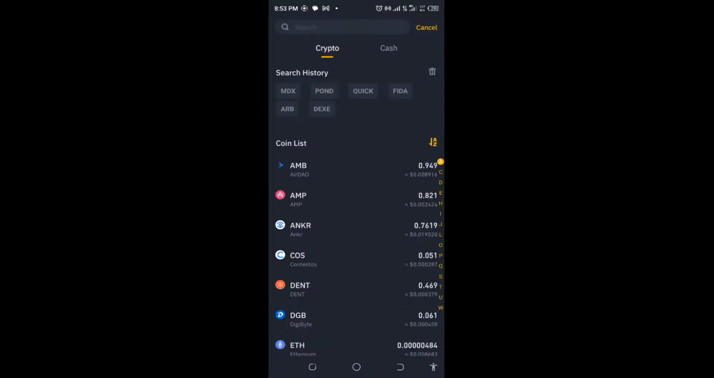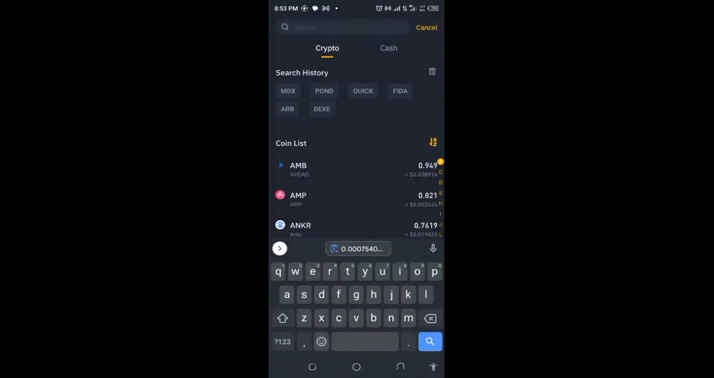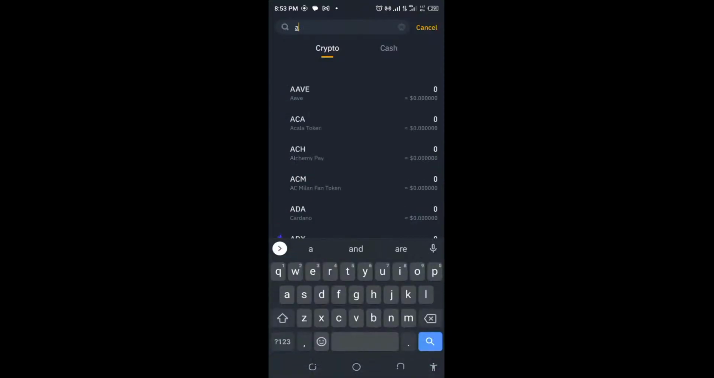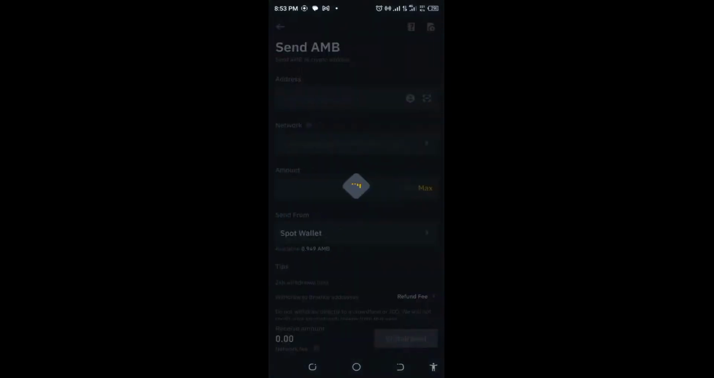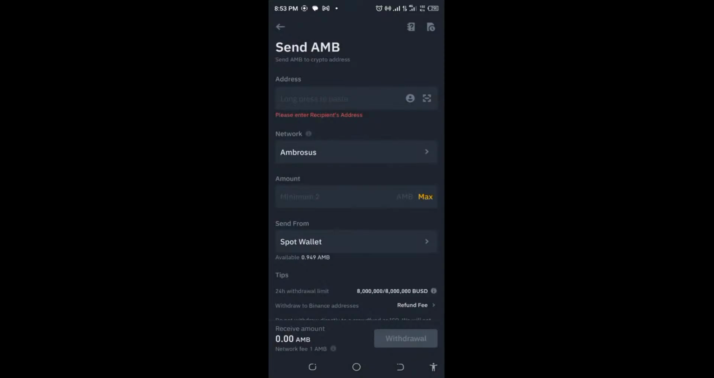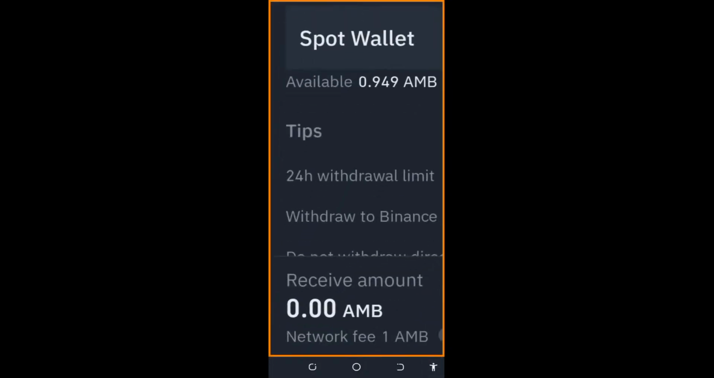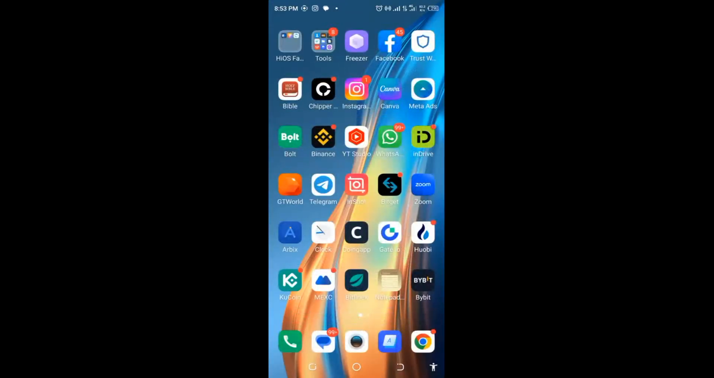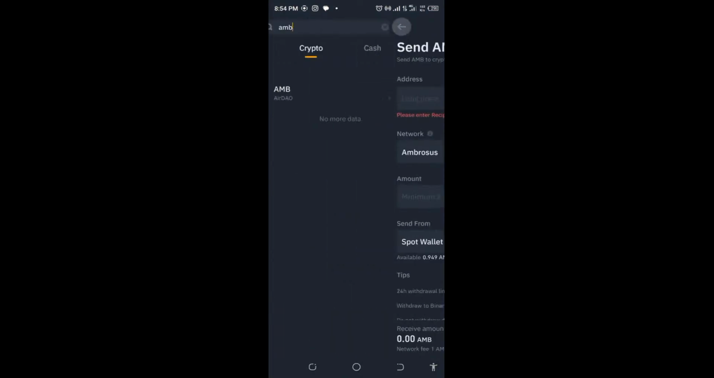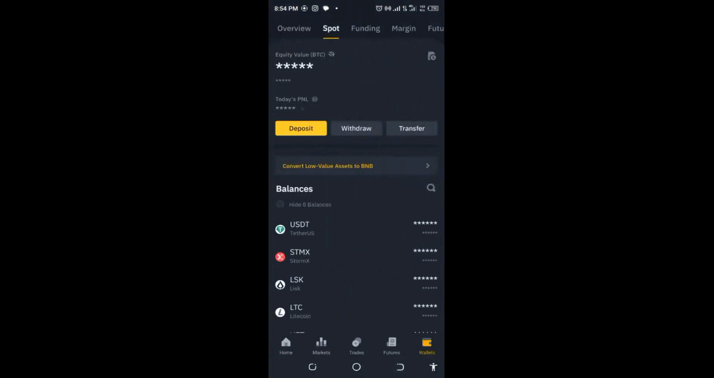Okay, so let's see how much we are going to be able to withdraw. So we're going to put that AMB in there, and we'll see. What is this? What is the network? Okay, it's Ambrosus. It's one AMB. Okay, so one AMB is not that much. Let's go back in to see how much one AMB is.